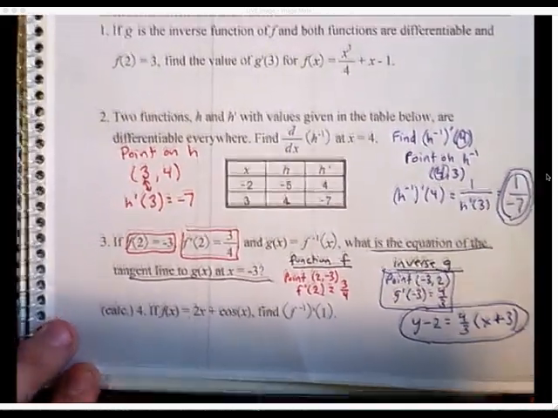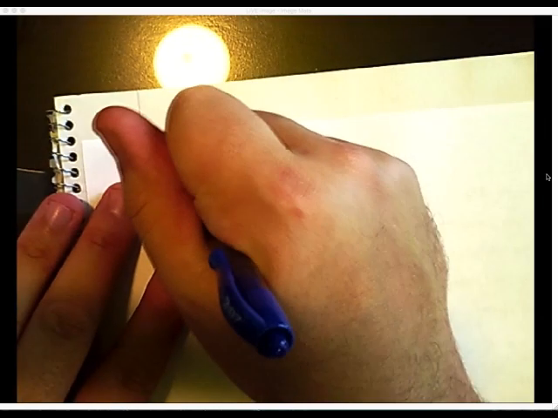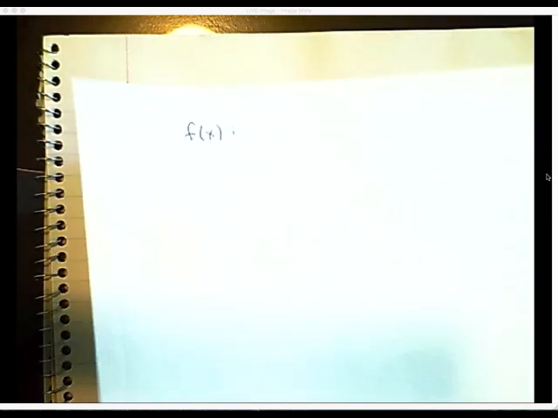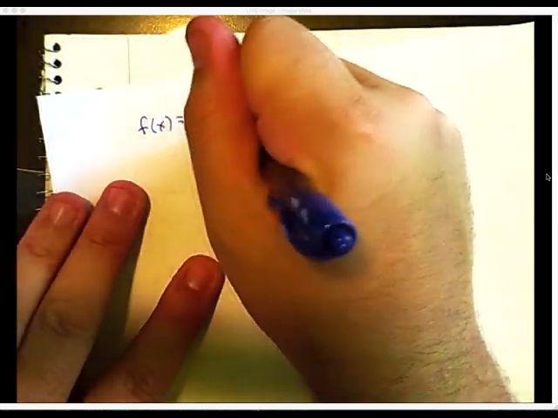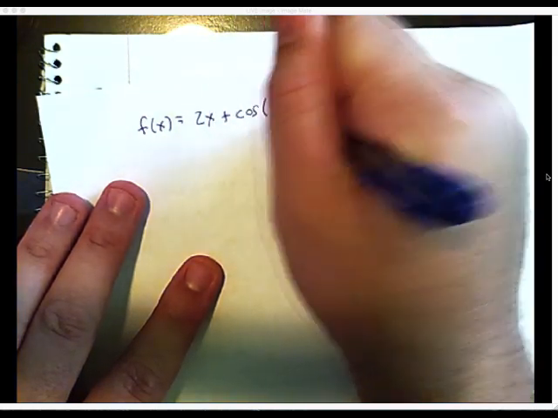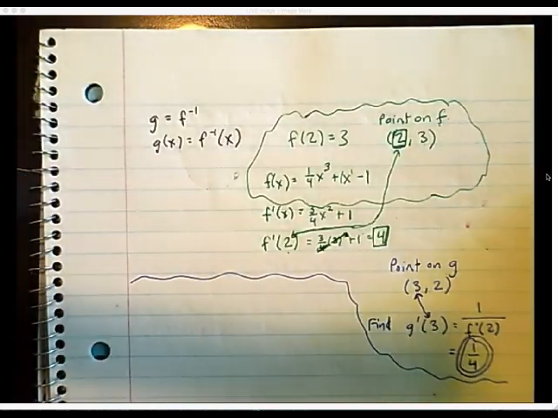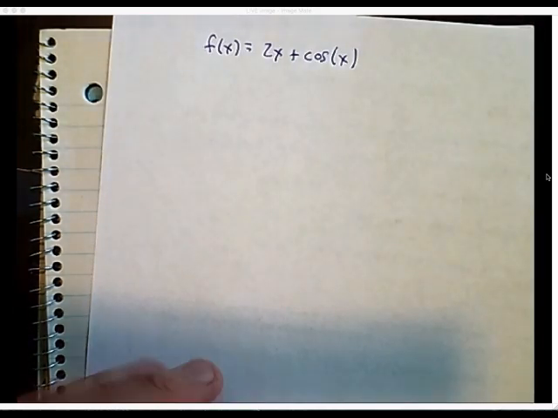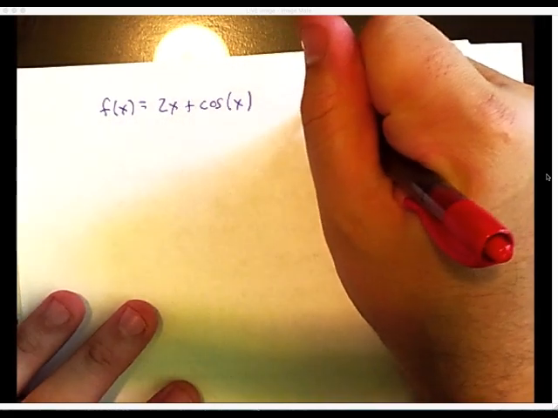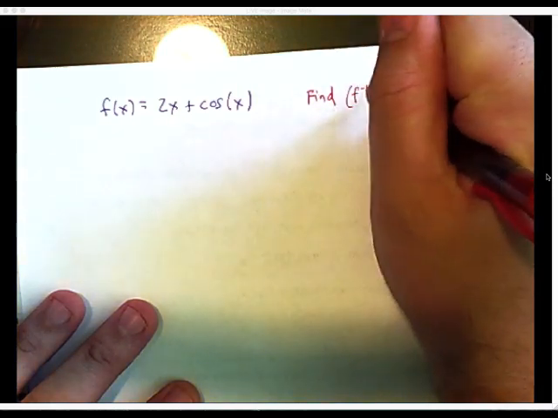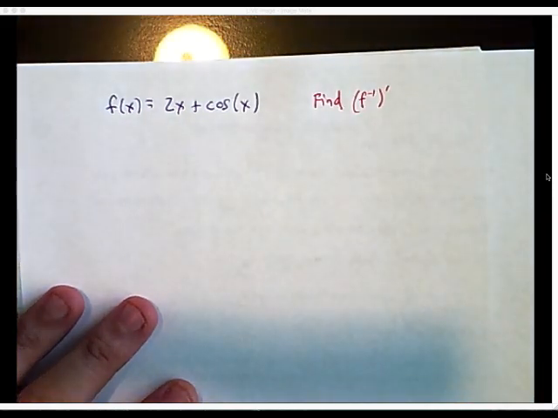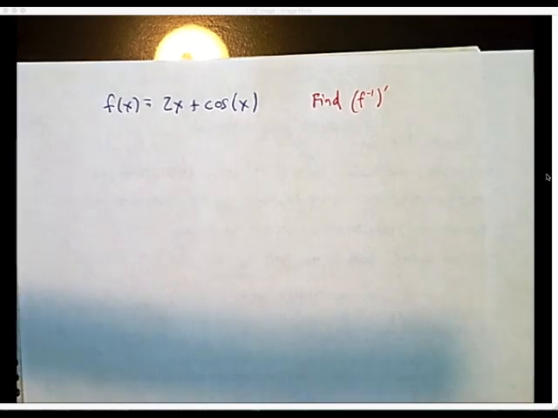Now let's try number 4, and I'll do it on the back because I'm running out of room. So here's what it tells me in number 4, and I will need a calculator for this one. It says f of x equals 2x plus the cosine of x. And it's asking me to find the derivative of the inverse evaluated at 1.